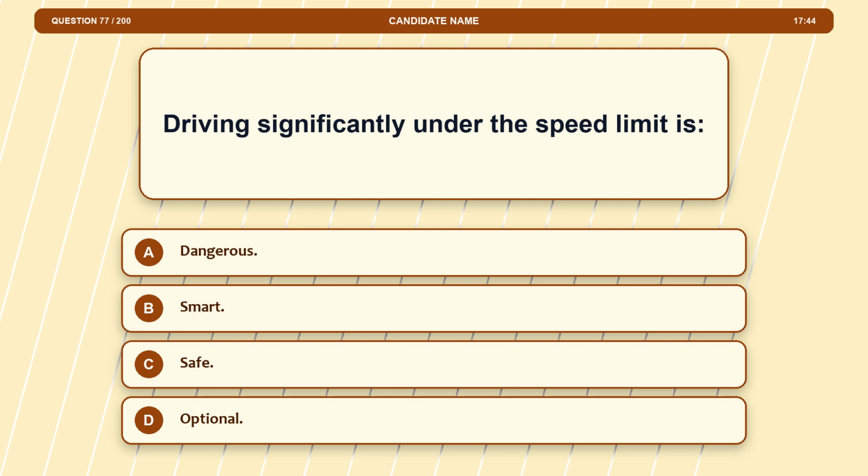Question 77. Driving significantly under the speed limit is. Option A, dangerous. Option B, smart. Option C, safe. Option D, optional.